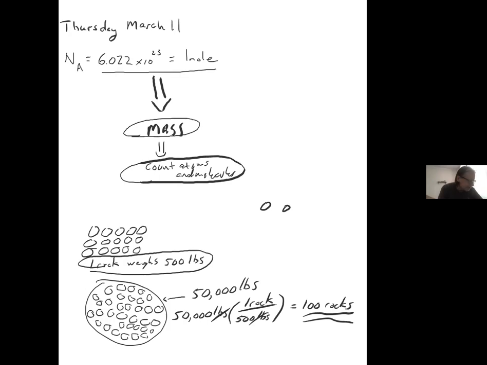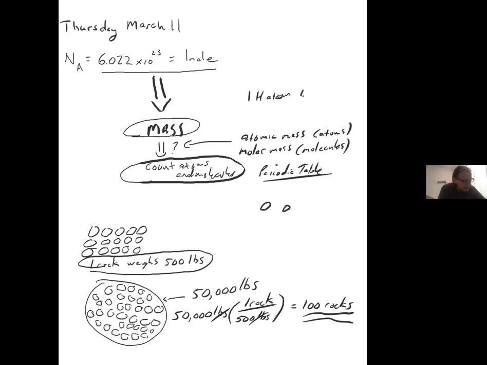And what that is, is the atomic mass, if we're dealing with atoms, and the molar mass, if we're dealing with molecules. And those come from the periodic table. So those have all been worked out. People have done the work on this to figure out what those numbers are. So just like I would say that one rock weighs 500 pounds, I would say one hydrogen atom weighs 1.01 AMU.